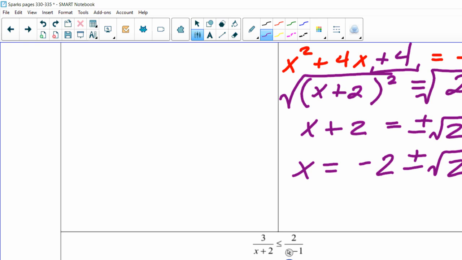Now, I want to know what these numbers are so that I can put them on the number line.